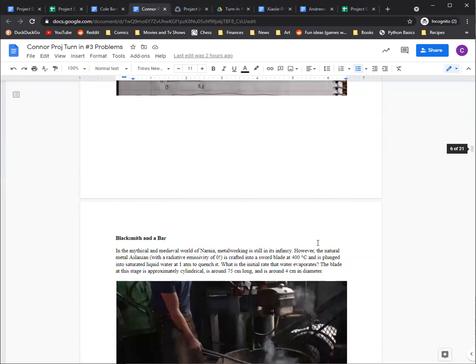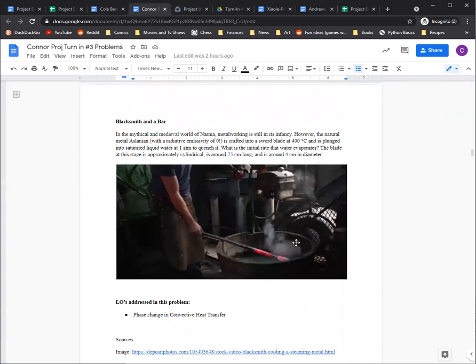Next we've got blacksmith and a bar. This is in the world of Narnia. Exclusively because of Aslanian, which shockingly has no radiation from it whatsoever, which is somewhat magical, but we're in Narnia. So basically you create a sword blade with it that at this stage in the crafting is very cylindrical.